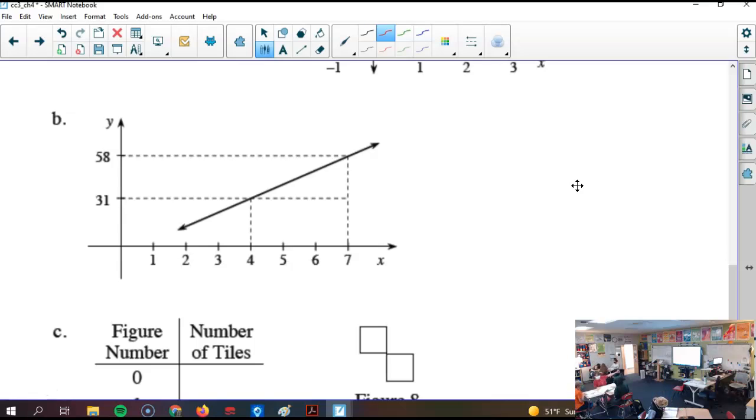31 divided by 4. This goes up 31 divided by 4 every time, and X goes up by 1. So when X goes up by 1, this needs to go up by 3. So for you, you gotta go a box and a half, right? 7.75. I'm on B.